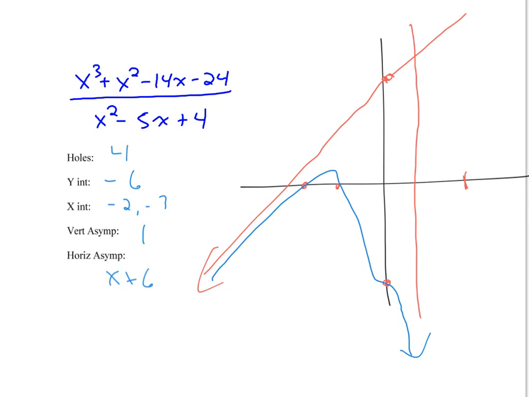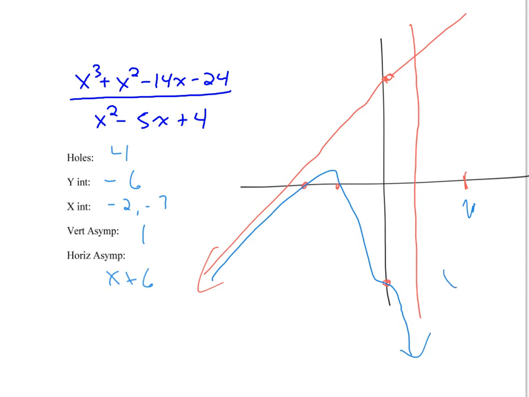On the right side of my vertical asymptote, just remember I'm going to have a hole here at 4. But I just need to decide, am I above my slant asymptote, or am I below it? Let's plug in a number like x equals 3, and just decide if I'm above it or below it.